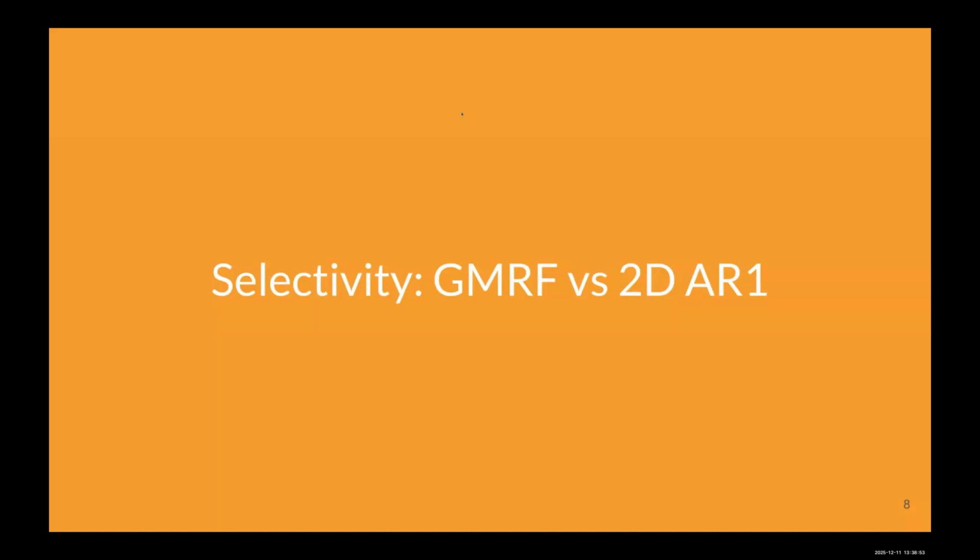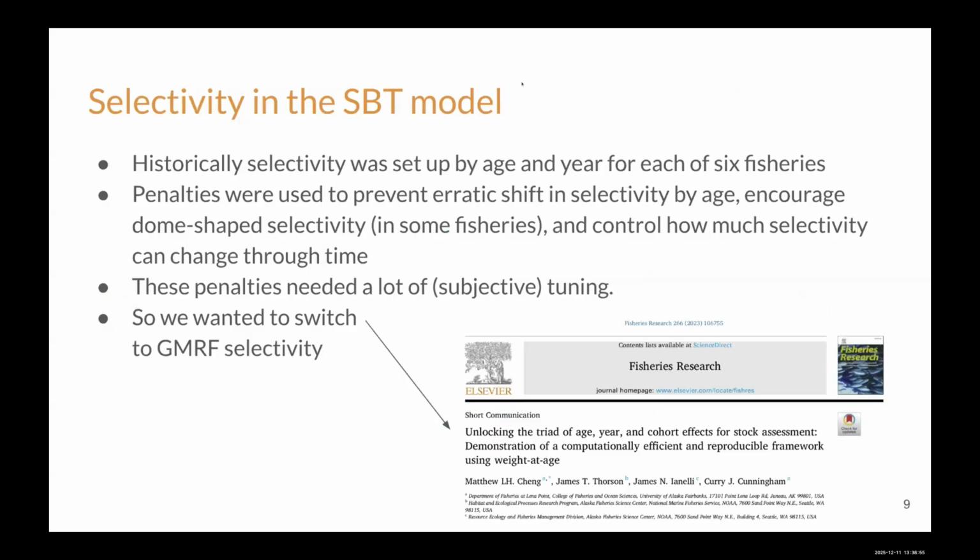Then, one of the challenges we had when recoding the southern bluefin tuna model, so this used to all be done in AD Model Builder, and we had these selectivities that were set up by age and year for each of 6 different fisheries. And in that old ADMB model, there were some penalties used to prevent erratic shifts in selectivity by age, or encourage dome-shaped selectivity in some of the fisheries, or control how much selectivity could change through time.